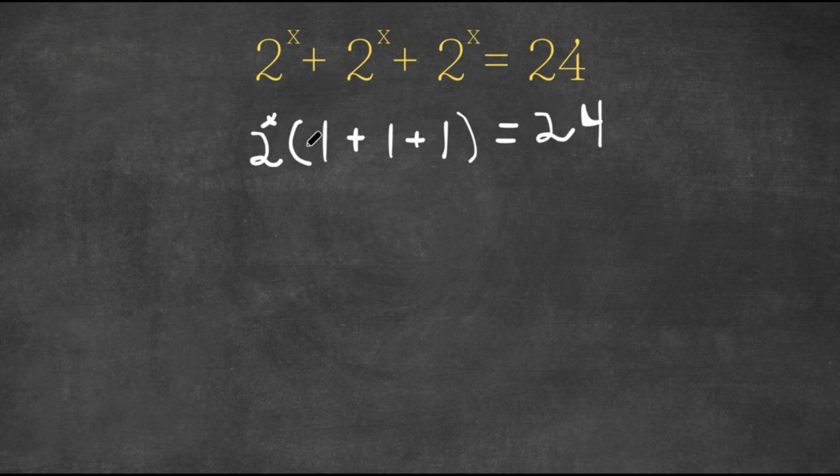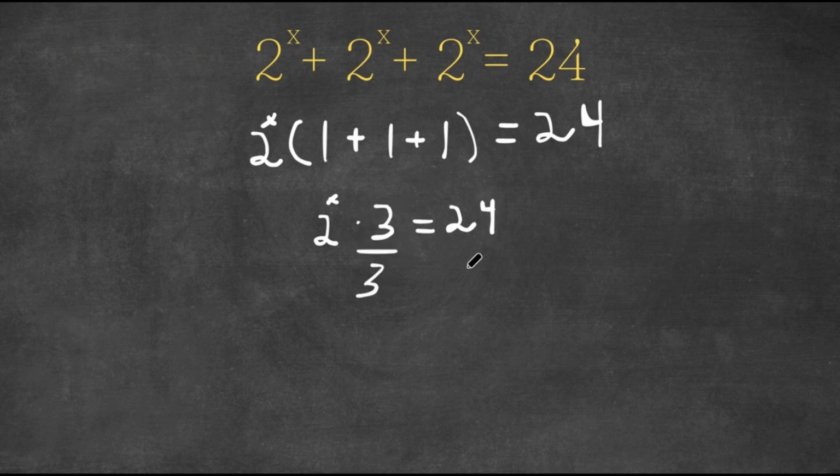So now we have 2 to the power of x times 1 plus 1 plus 1 is equal to 24. Now, if we add what's in the parentheses, so 1 plus 1 plus 1, we get 3. So we get 2 to the power of x times 3 is equal to 24. Now I actually want to isolate this here, 2 to the power of x. So to do that, I'm going to divide by 3 on both sides to cancel out this 3.